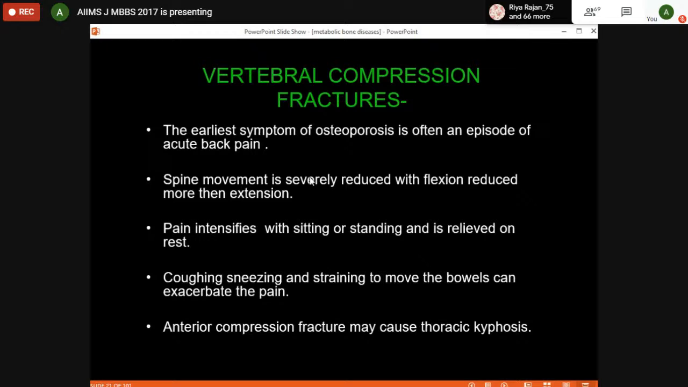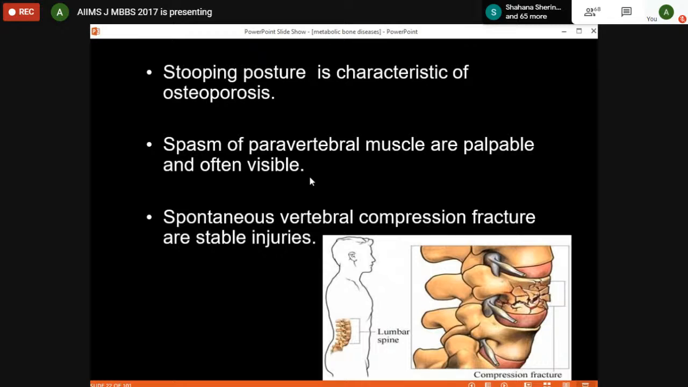And what are the manifestations in the vertebrae? The earliest symptom of osteoporosis is often an episode of acute back pain. Spine movement is severely reduced, with flexion reduced more than extension. Pain intensifies with sitting or standing and is relieved on rest. Coughing, sneezing, and straining to move the bowels can exacerbate the pain, and anterior compression fracture may cause thoracic kyphosis. Stooping posture is characteristic of osteoporosis. The spasm of paravertebral muscles is palpable and often visible in these patients, and spontaneous vertebral compression fractures are stable injuries in these kinds of patients.